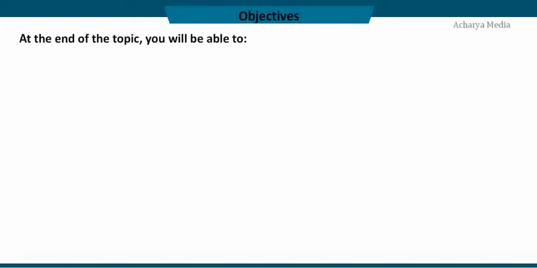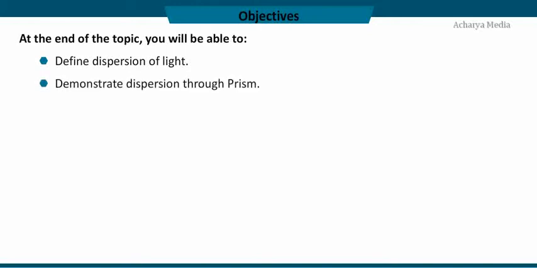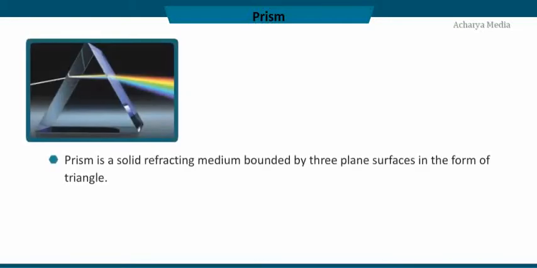At the end of the topic, you will be able to define dispersion of light, demonstrate dispersion through a prism, and explain atmospheric refraction. Now, let us see the refraction of light through a prism.